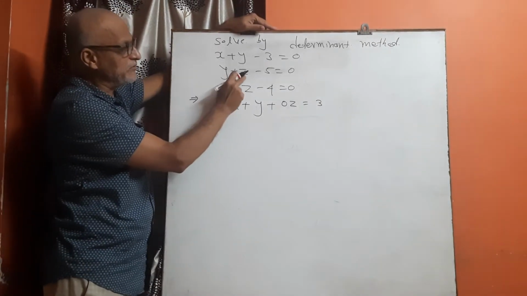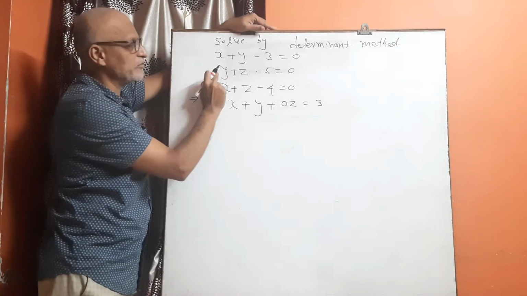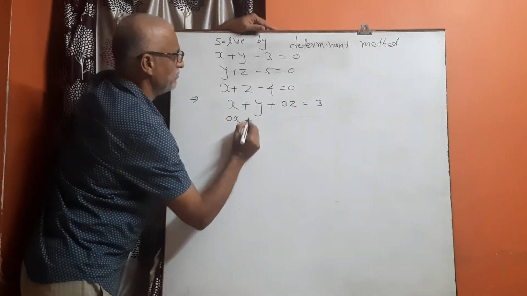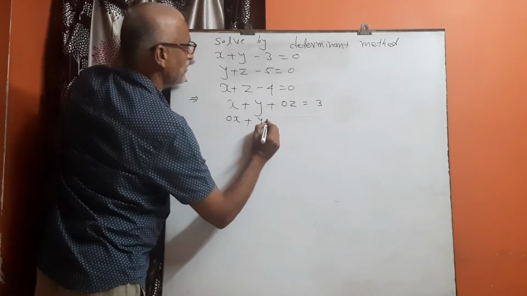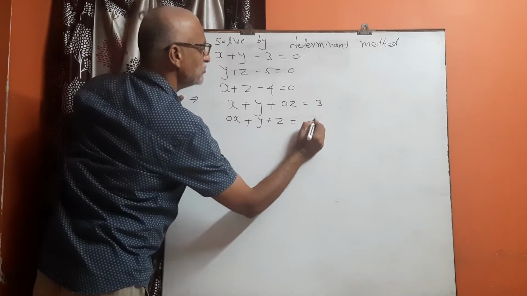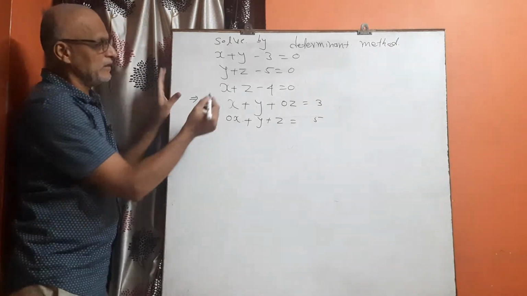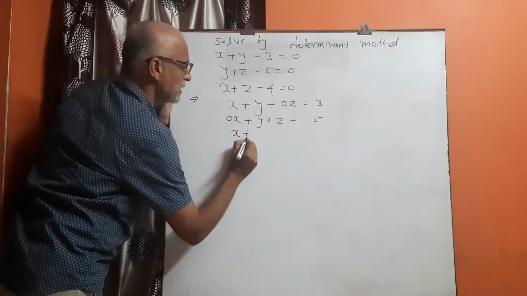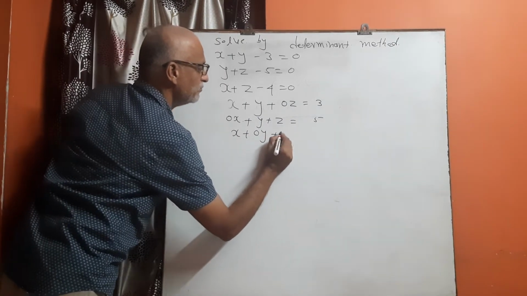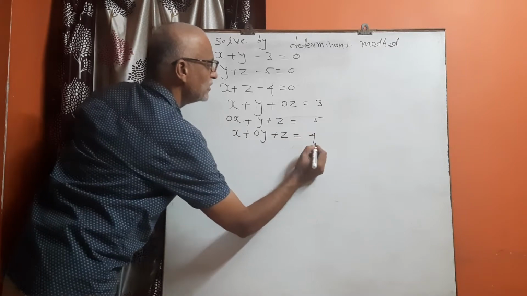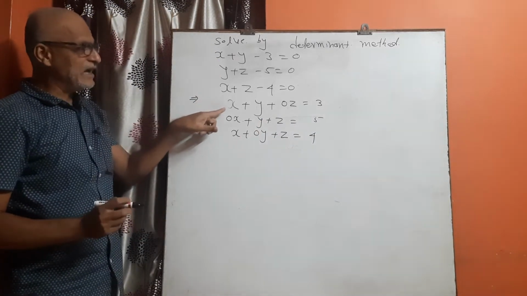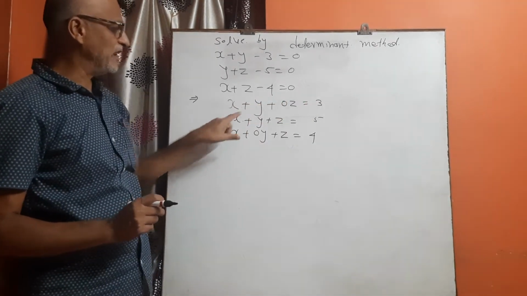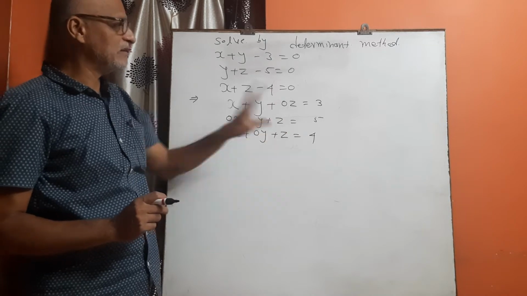In the second equation, x is missing, so we can write x as 0 into x plus y plus z equals to 5. In the third equation, y is missing, so it can be written as x plus 0y plus z equals to 4. Now, the equations are in the standard form: x plus y plus 0z equals to 3. Here x, y, z, and here it is x, y, z.